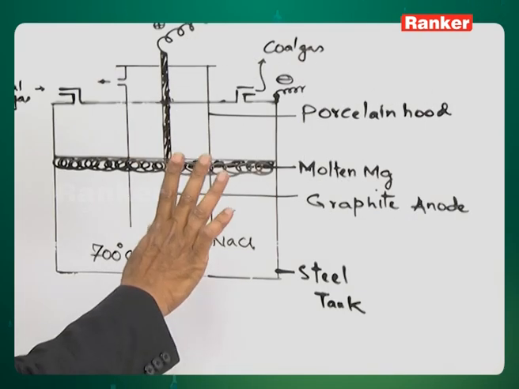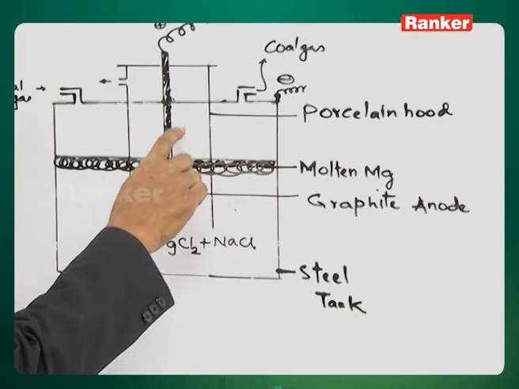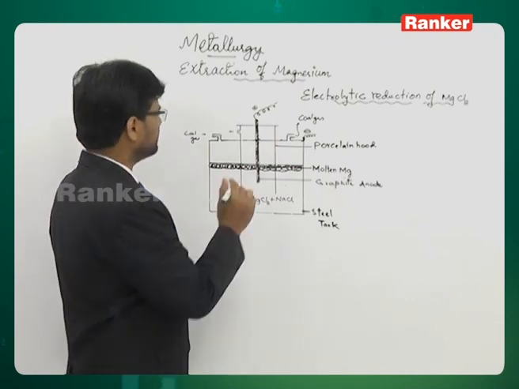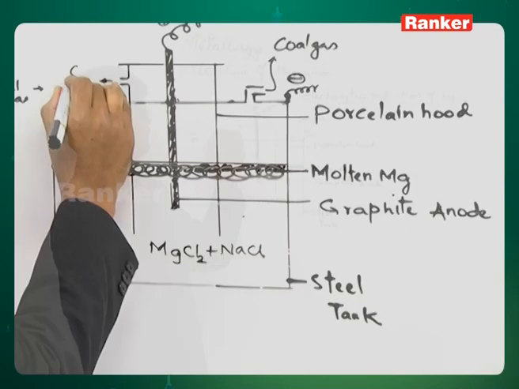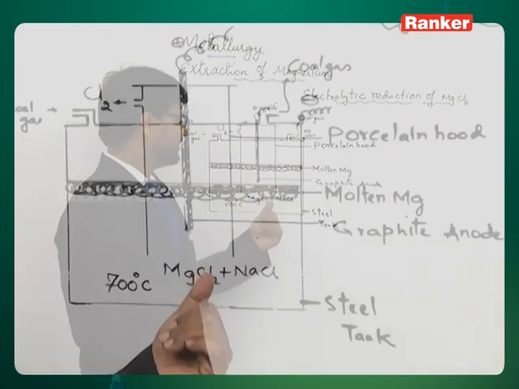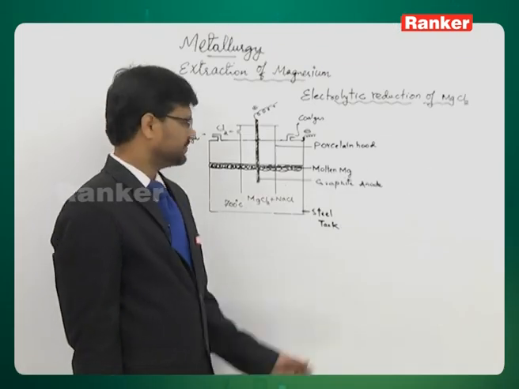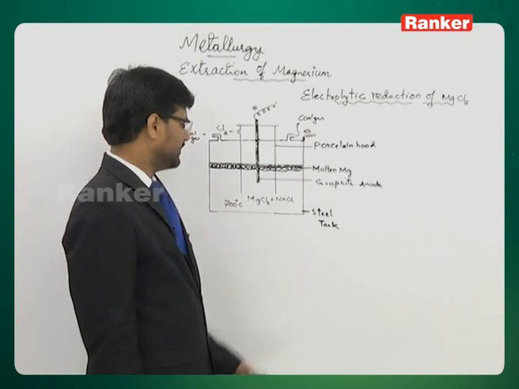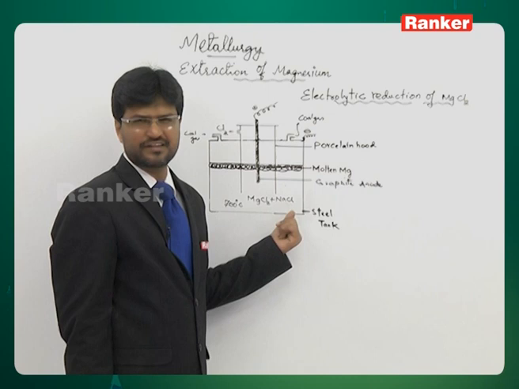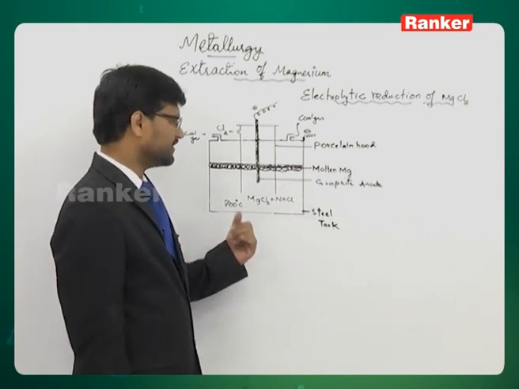A graphite rod acts as anode, as I told you. Anode is enclosed in a porcelain hood, because the gas which is going to form at anode is chlorine, and you have an outlet to flush out chlorine as soon as it is formed. It will not get a chance to combine with magnesium because of the porcelain hood. Electrolyte consists of molten magnesium chloride along with some sodium chloride, which increases conduction, and the temperature which is maintained here is 700 degrees Celsius.